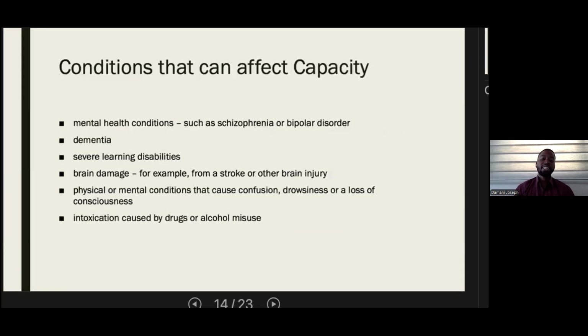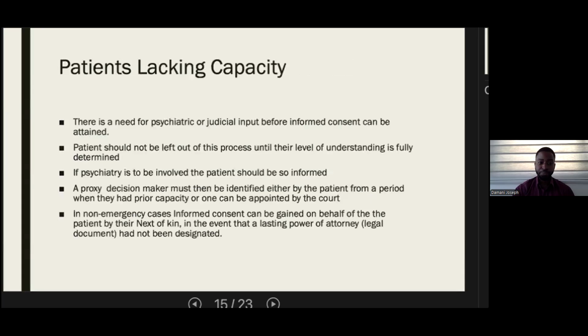So what are the conditions that can affect capacity? There are numerous, right? So there are mental health conditions such as schizophrenia or bipolar disorder, for example. Dementia can affect capacity. If a patient has severe learning disabilities, if there's damage to the brain, either by a stroke or any other type of brain injury. You could have physical or mental conditions that cause confusion, drowsiness, or a loss of consciousness. And if a patient is intoxicated either by drugs or alcohol, all of these can affect capacity.